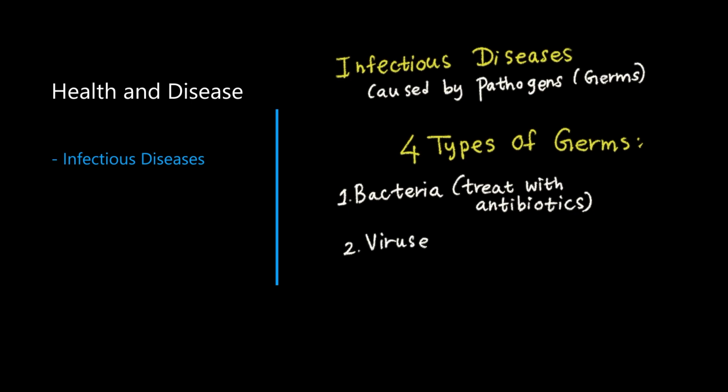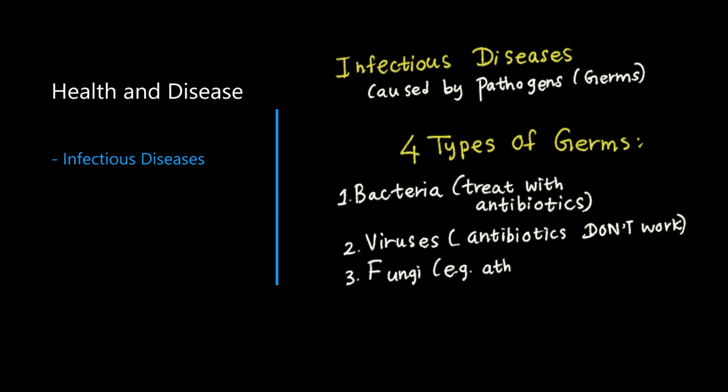Third are fungi, which are primitive plant-like organisms. Examples include the fungus that causes athlete's foot or yeast infections. Fourth are parasites, which are organisms that live on or in a host and get their food from or at the expense of that host. Examples include the parasite that causes malaria or the tiny mites that cause lice.